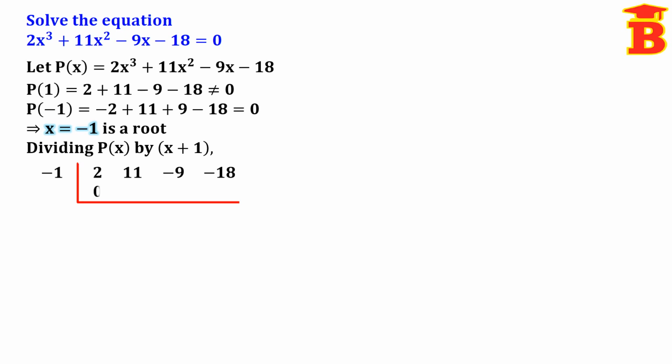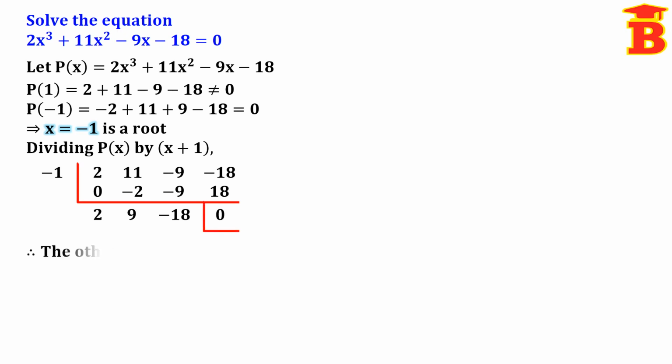We start with 0 here and adding this, 2 plus 0, 2. Now multiply 2 into minus 1, minus 2. Adding this, 11 minus 2 is 9. Multiply this 9 into minus 1, minus 9. Now adding this, we get minus 18, and then multiply minus 18 into minus 1, that is plus 18. And finally adding this, we get the remainder 0.